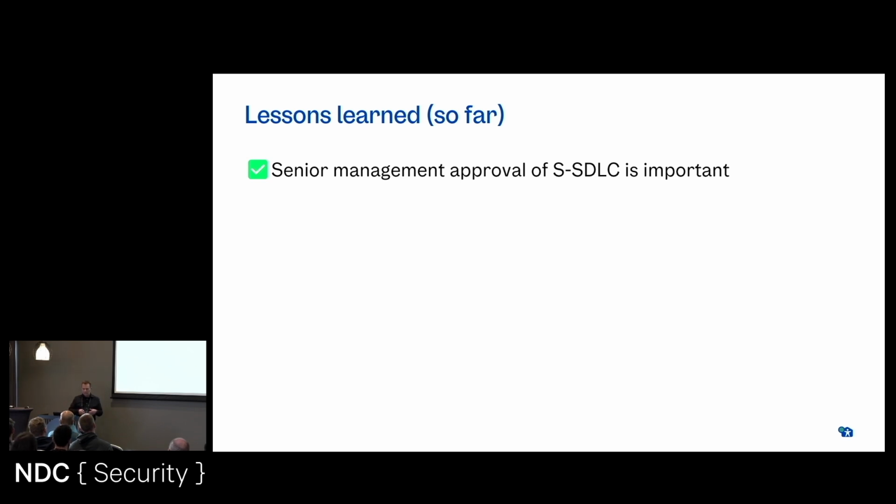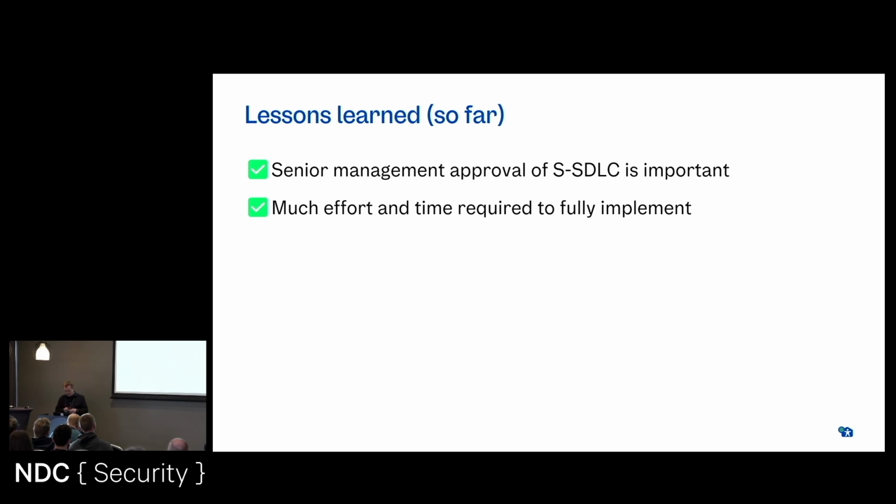They have to understand the risk. They have to understand the challenges. They have to have an opinion on how secure we want to be, and they have to make a decision, and then they have to back up that decision. And we need that backing because making secure software is hard enough.